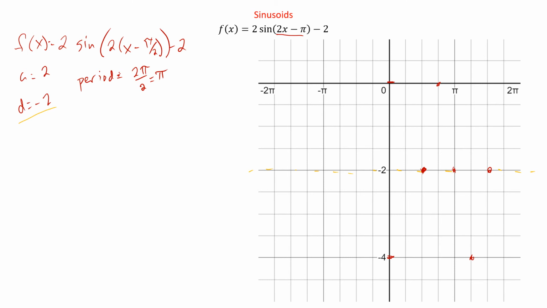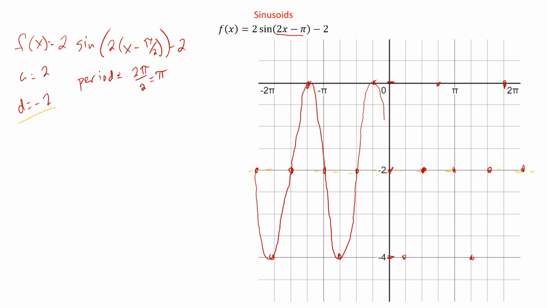And then we could keep going. The next one's going to be up here, then we're going to be back here. We can go backwards: we're going to be here, there, up here, there, down here, up here, there, down here, there, and then connect the dots using that smooth sinusoidal curve.